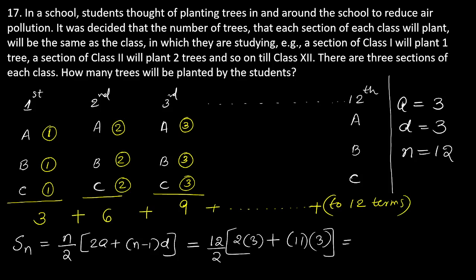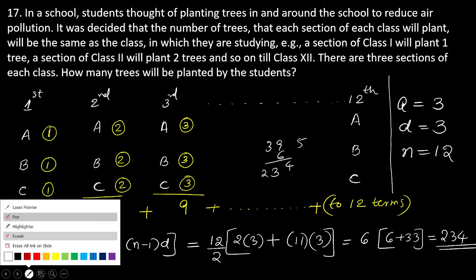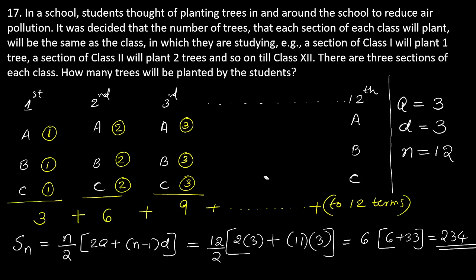I don't want to discuss the calculation. 12 by 2 will be 6. 6 plus 33 is 39. 39 into 6, right? 234 is the answer. Total number of trees planted by all the classes will be 234.